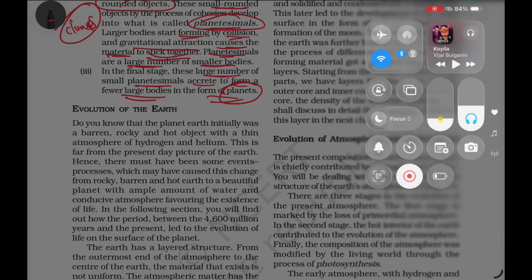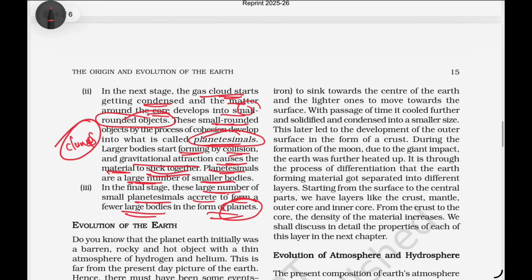So that is regarding the formation of stars and planets.